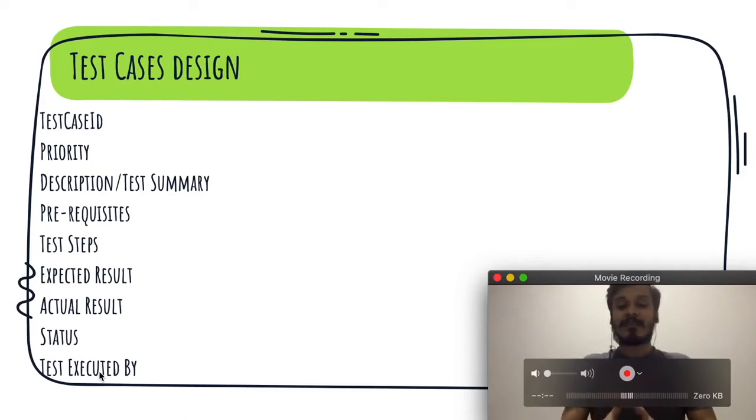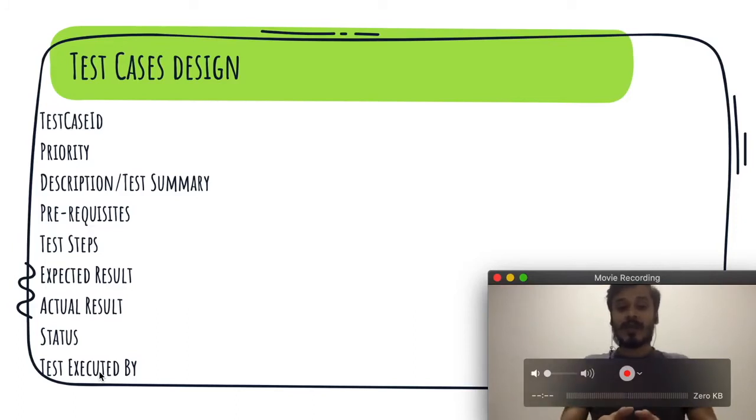Then test step. Test step means the steps that we are going to perform in order to execute any test case. So basically, it is going to be a simple step by step process by which, if we perform those things, we are going to execute the test case.